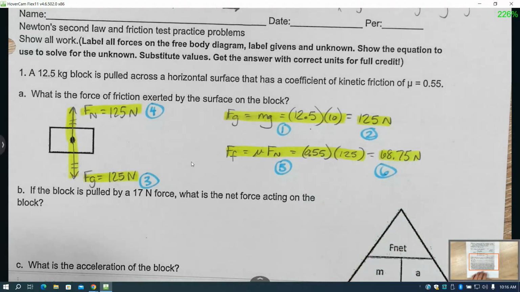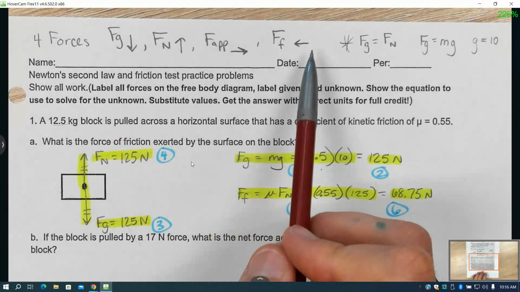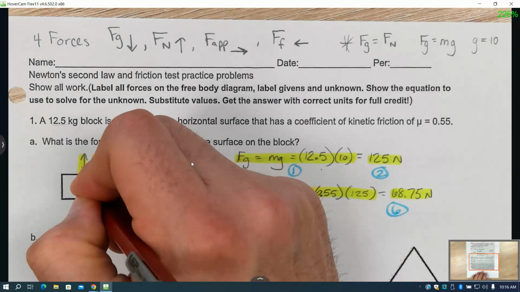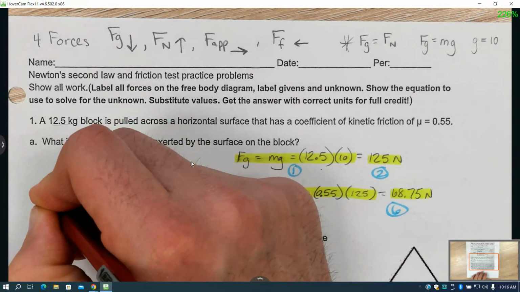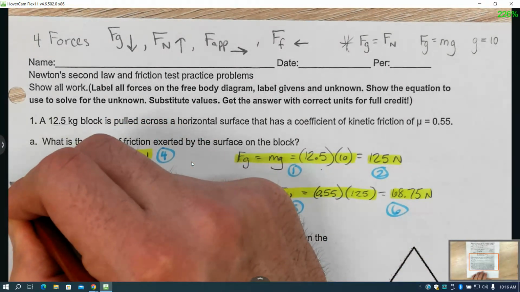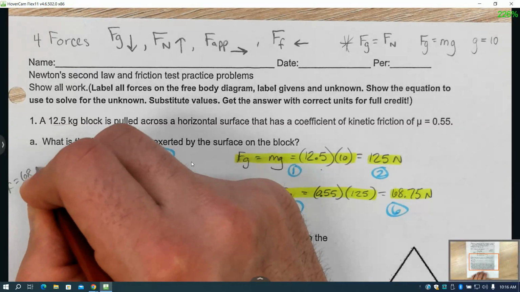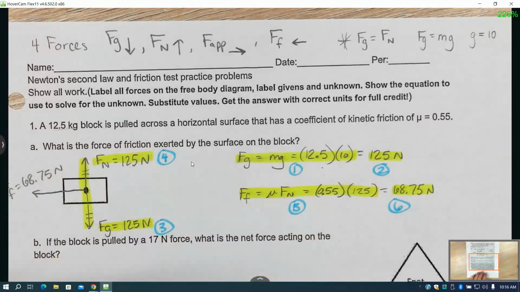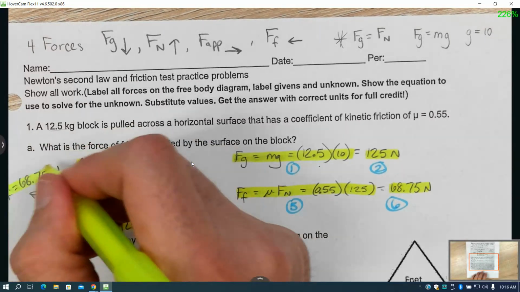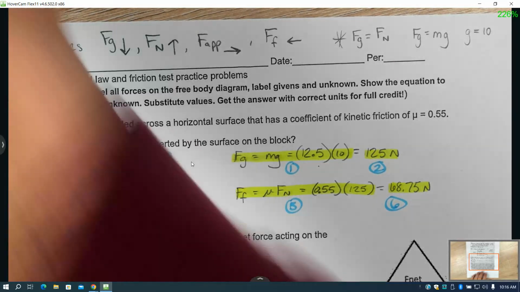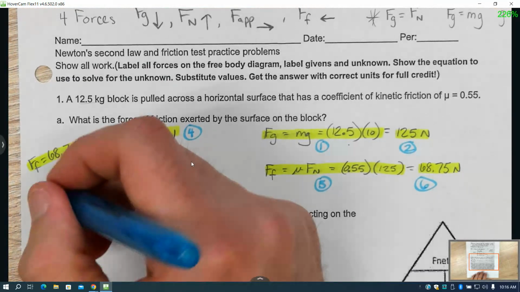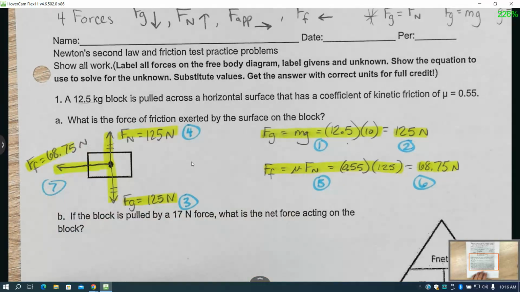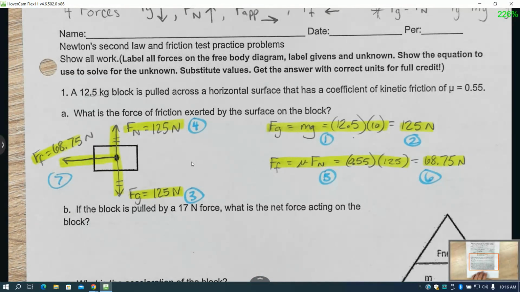Now, like I said up top, we're always going to have our friction force pointing to the left, so let's draw this into the left. And now we have our seventh point. And that's going to be usually the main setup for the first four, most of those problems.